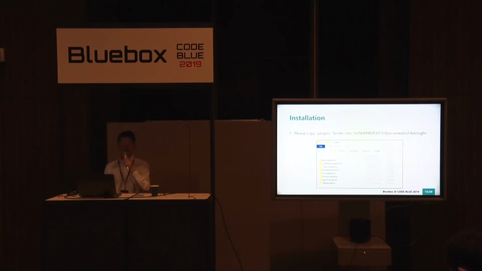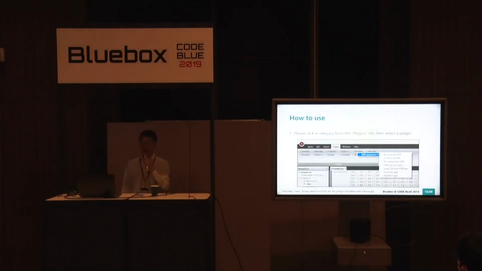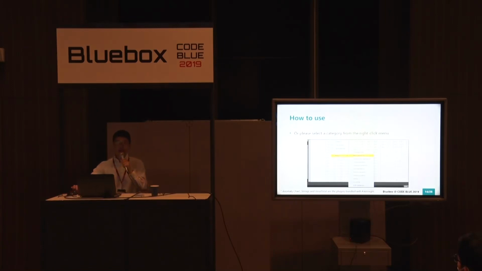Step 2, installation, is very simple. Please copy the plugin folder into the FileInsight folder under the documents folder. How to use? Please click a category from the plugins tab. Then a menu will appear. Then select the plugin. Or you can also use plugins from the right-click menu.